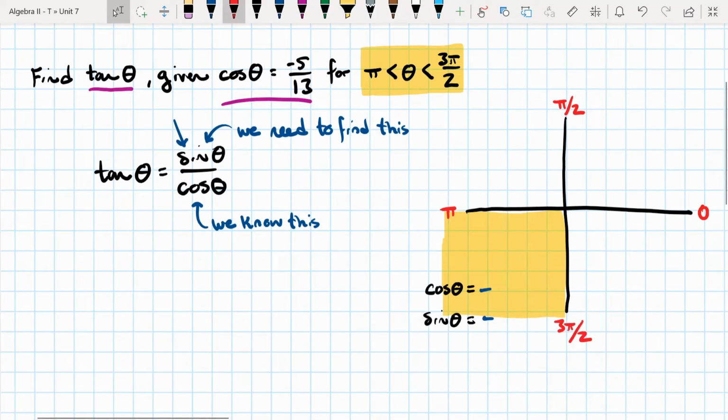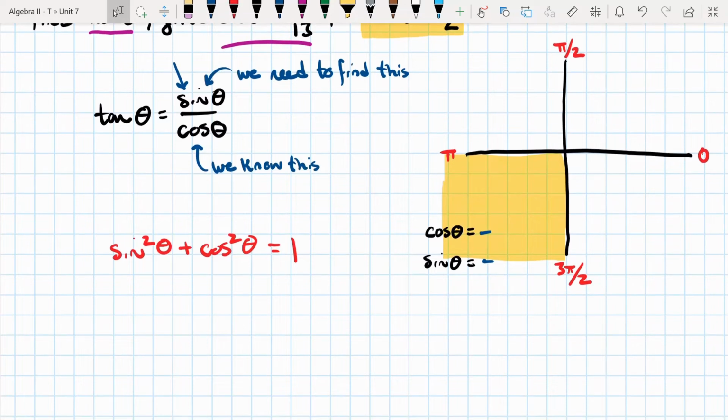The key is to use the Pythagorean identity. Okay, so we know this statement is true for all values of theta. And what we're going to do is plug the value of -5/13 into this equation and then solve for sine. Okay, the notation's a little tricky, so let's just recall that sine squared theta is the same thing as sine of theta squared, plus -5/13 squared equals 1. Okay, so we're plugging in -5/13 for cosine.